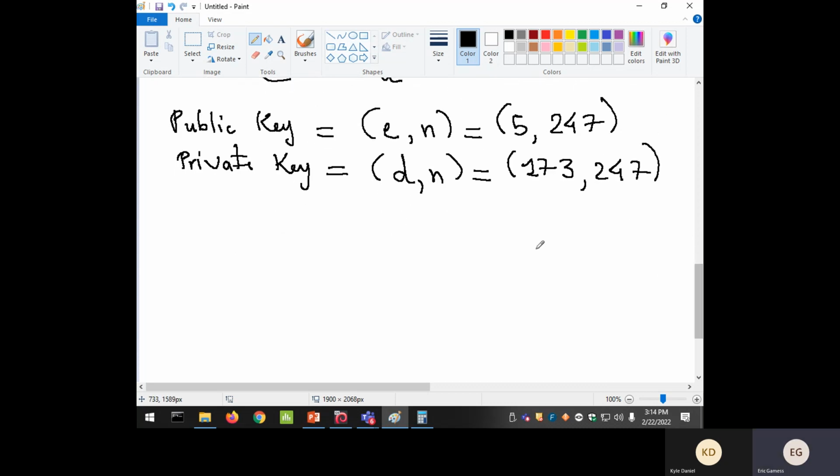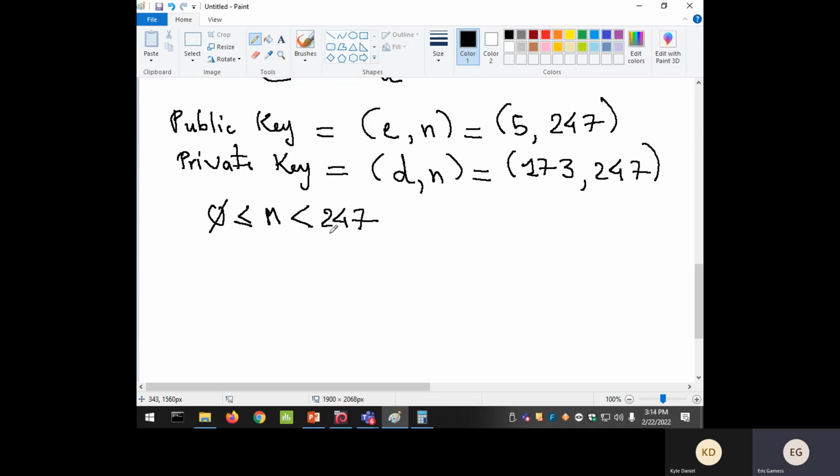Okay, so now let's try. Let's say that we have m. What are the possible values of m? M can be any value between what and what? Any value between 0 inclusive and n, which is the modulus, 247. So m can be any value between 0 and 246, both inclusive.